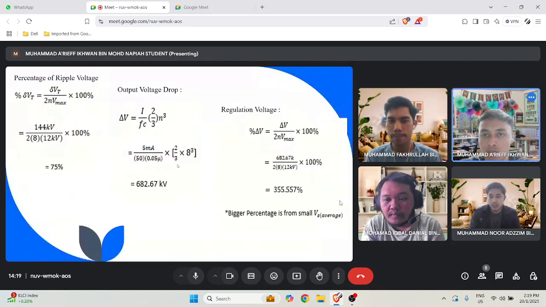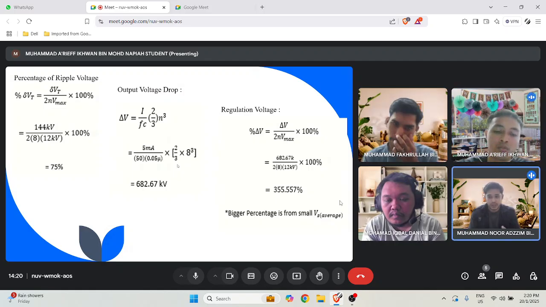Next slide. To get the percentage ripple voltage, the ripple voltage will be divided by 2n Vmax times 100. Vmax is based on the average that we calculated before. So 144 kilovolt over 2 times 8 times 12 kilovolt, multiplied by 100%, and we will get 75% for the ripple voltage.